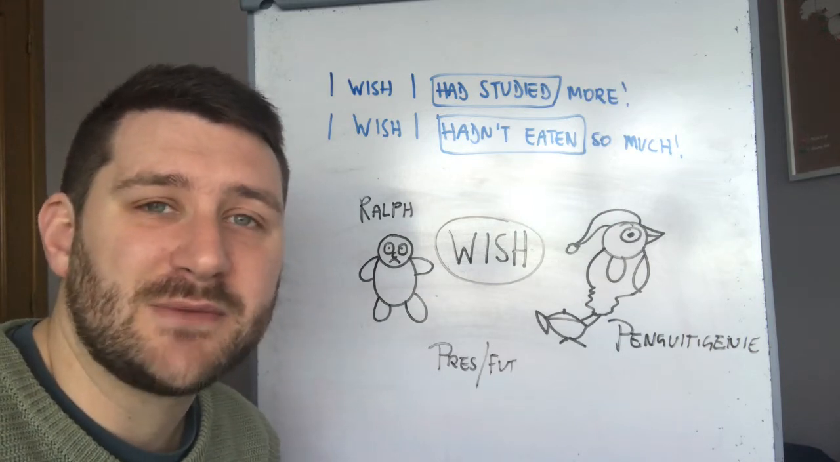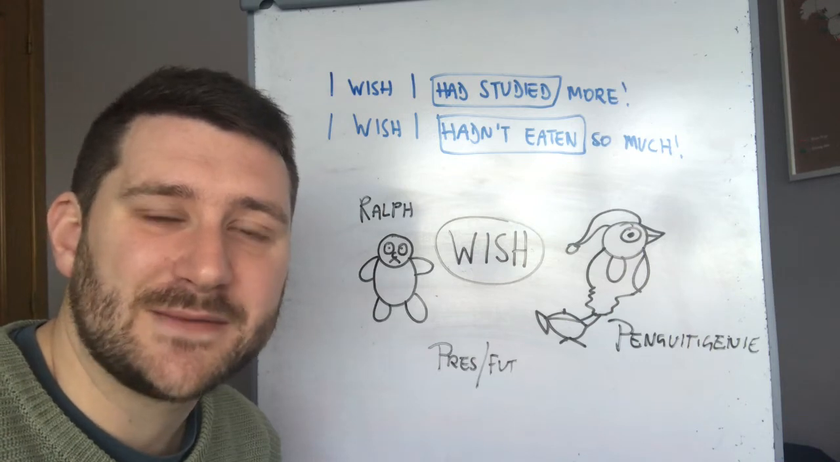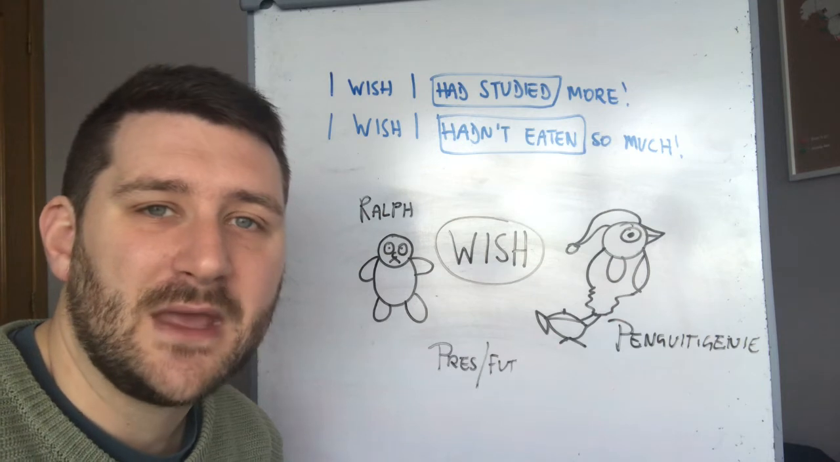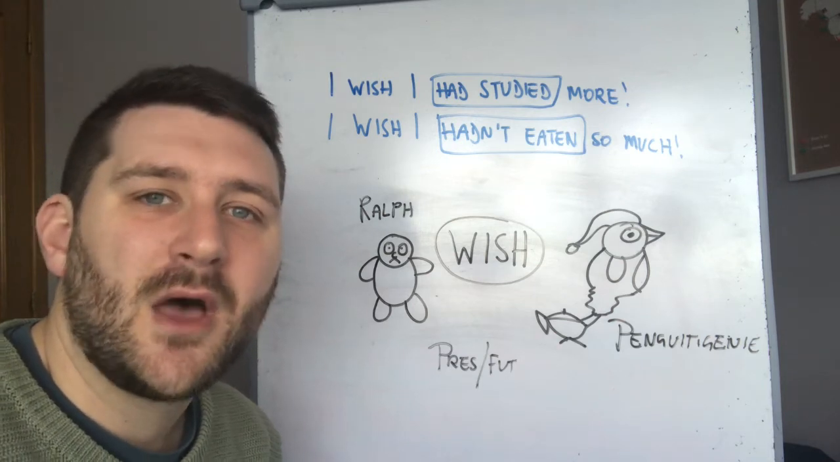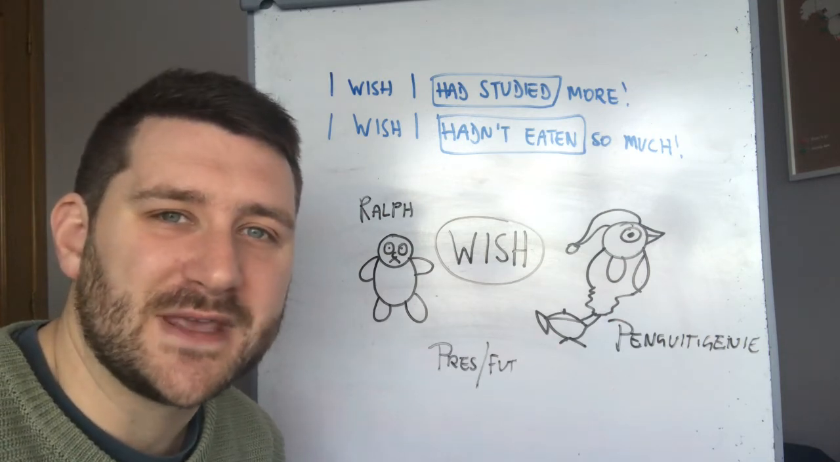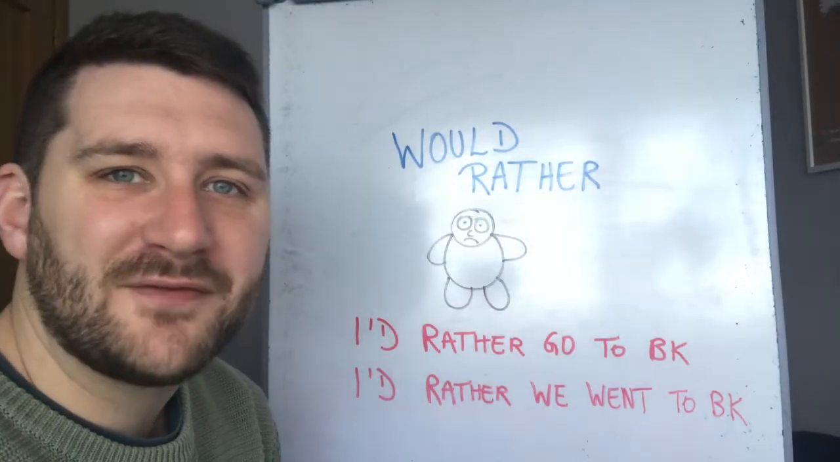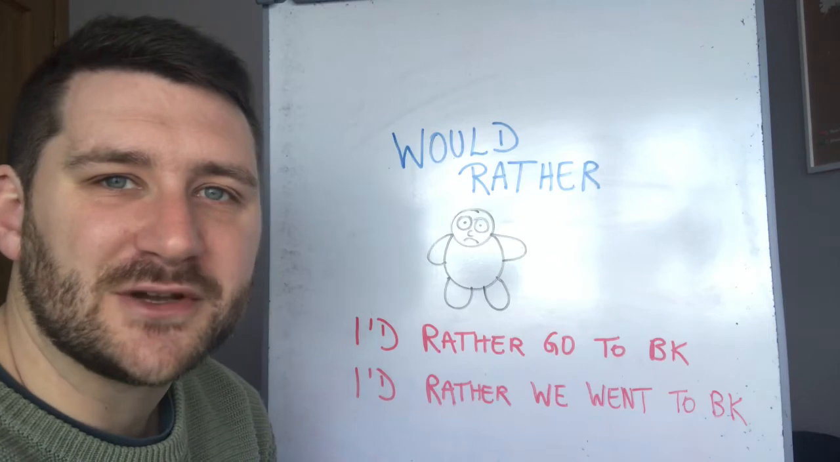Okay, so we're using past perfect to wish in the past. This is the most obvious example of subjunctive in English, and maybe you studied this at first, but now we're going to move on to something just a little bit more complicated. Okay, so I'm back with Ralph, and we're looking at another subjunctive structure.